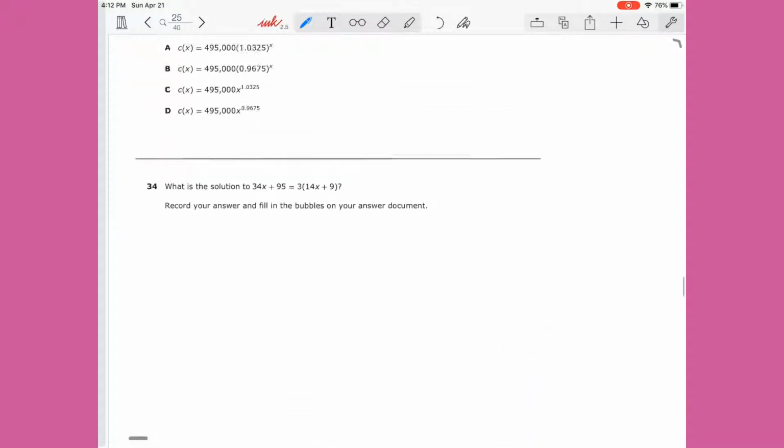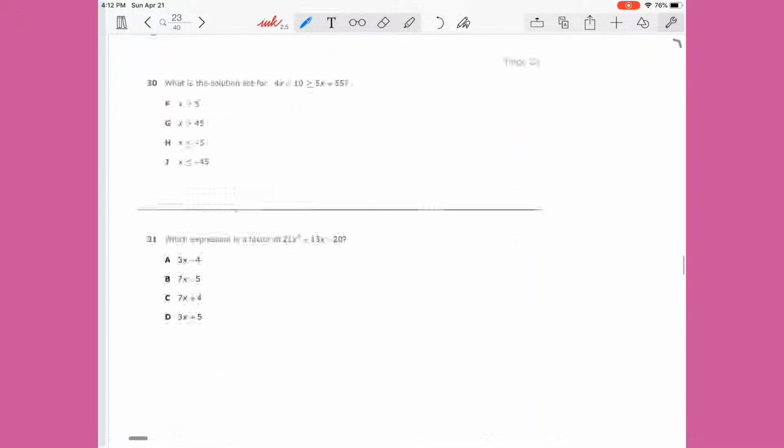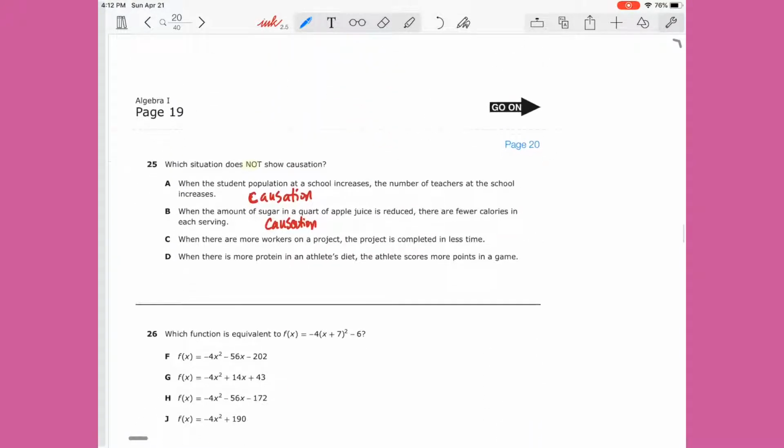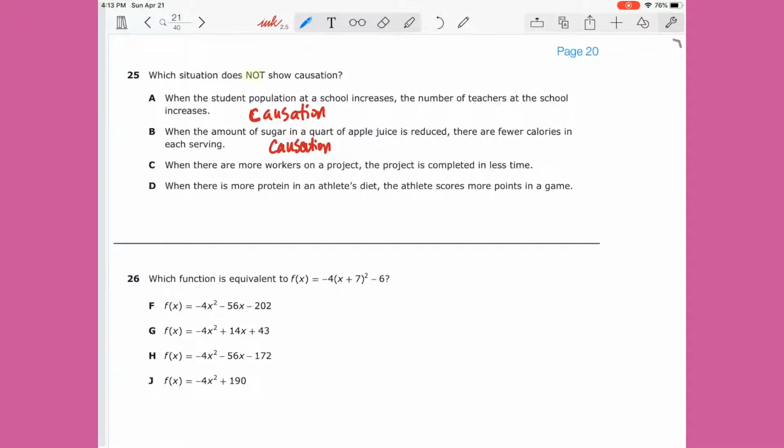Now, we're just talking about the number of workers, and we're not talking about how lazy they might be. I know how you guys think. So, this is also causation.